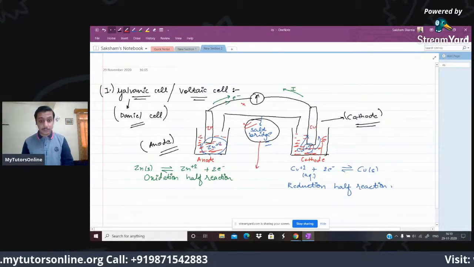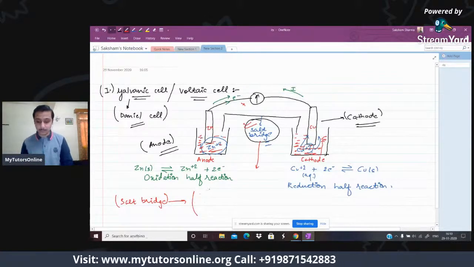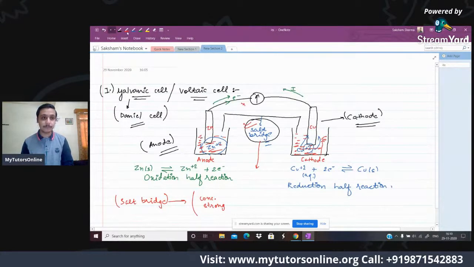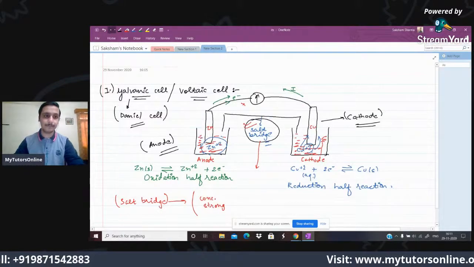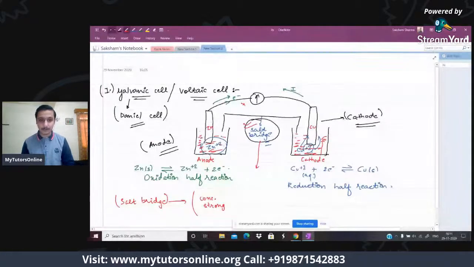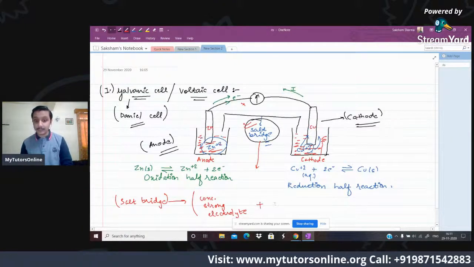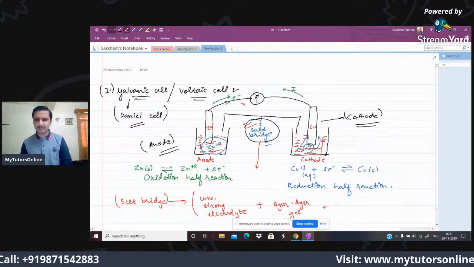So what are the components of this salt bridge? Your salt bridge is made up of a concentrated strong electrolyte plus agar agar gel, agar agar gel plus some semi-solid paste.